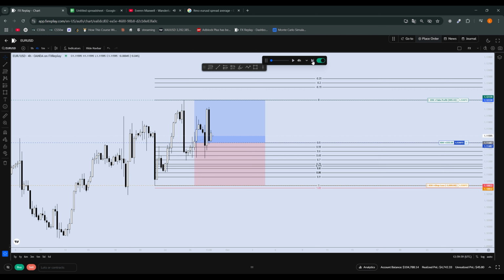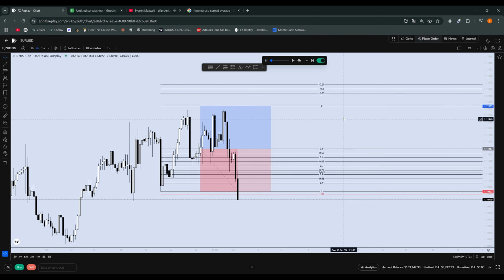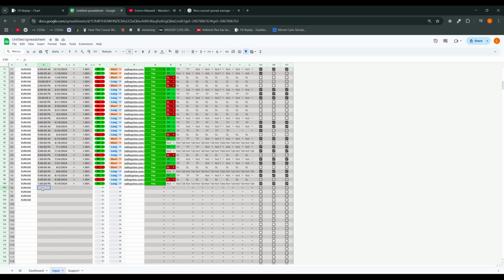Okay. This seems like a stop loss. We got tucked in on the 25th of September at 1 p.m.